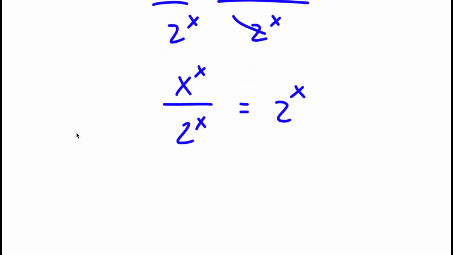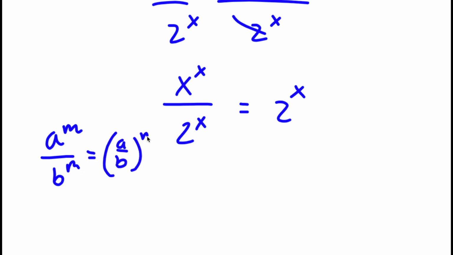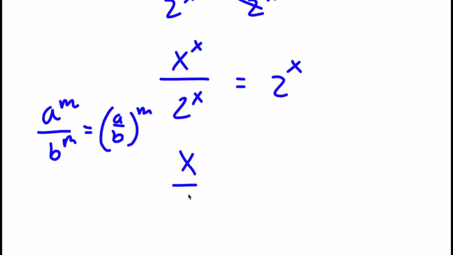Now, if I have something in the form a to the power of m over b to the power of m, this is equal to a over b to the power of m. So this is equal to x over 2 to the power of x, which is equal to 2 to the power of x.